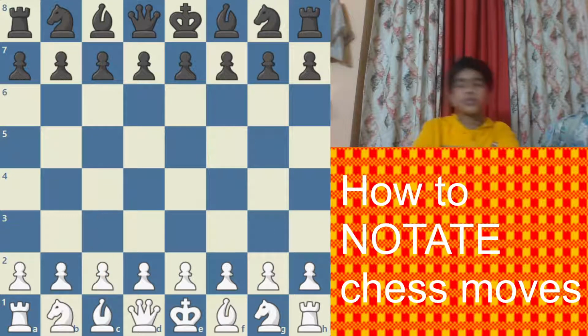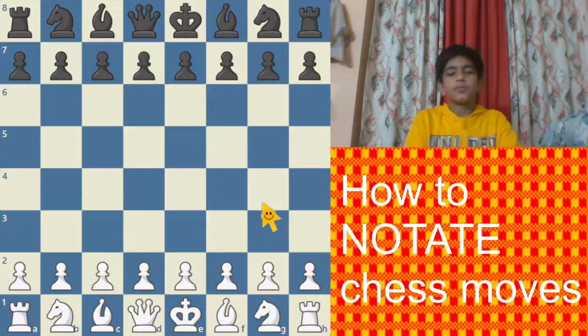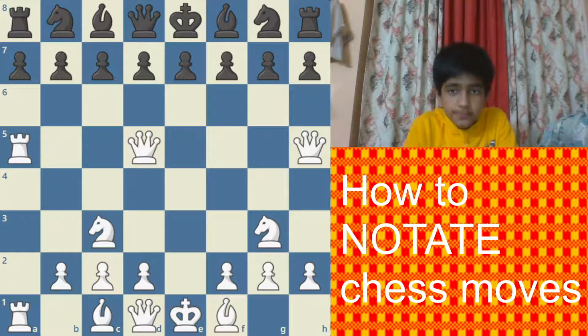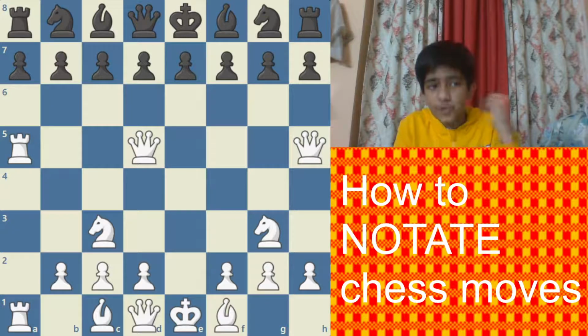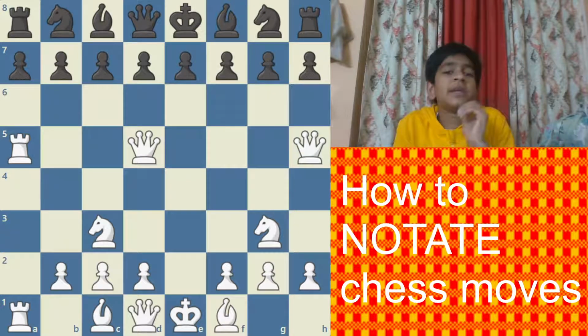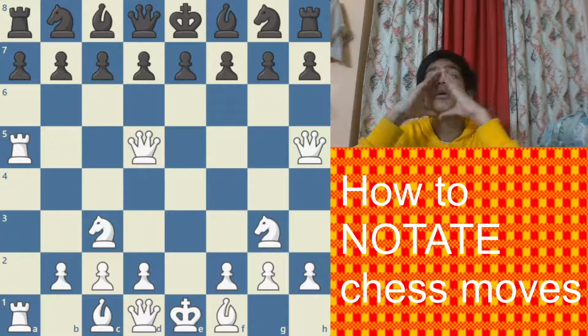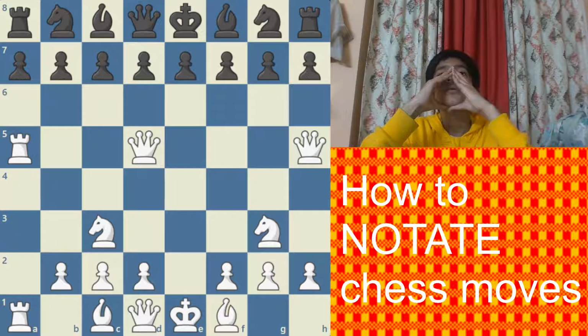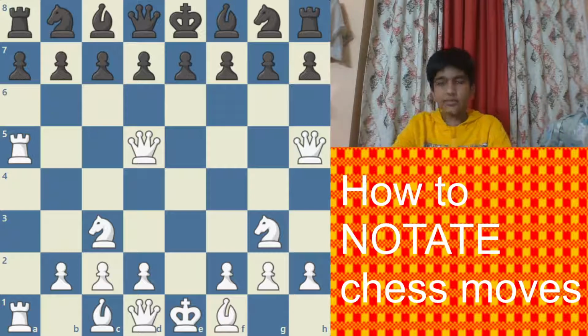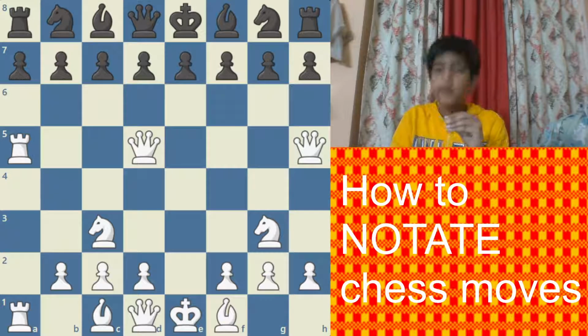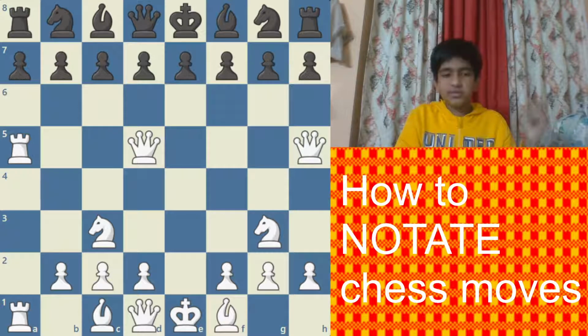Okay, so this is about the normal pieces. Now let's look at captures. A capture is written as, basically it's the same thing as the normal move. Okay, how do I explain this? You write where the piece lands only, but you put a cross sign after the piece symbol.